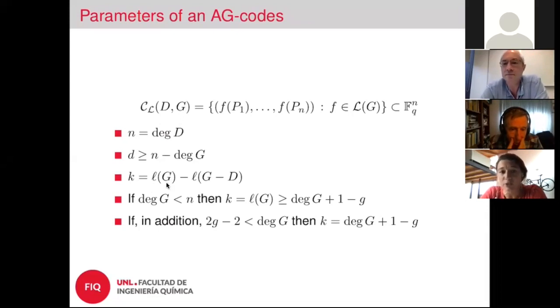The dimension of this code is given by the small l, which represents the dimension of the Riemann-Roch space of the divisor G. So the dimension of the code is the dimension of the Riemann-Roch space of G minus the dimension of the Riemann-Roch space of G minus D.